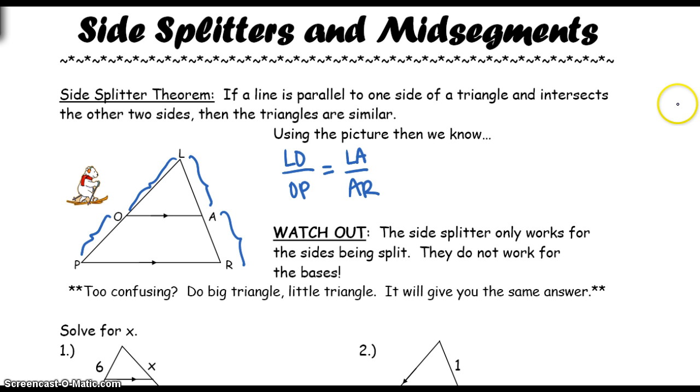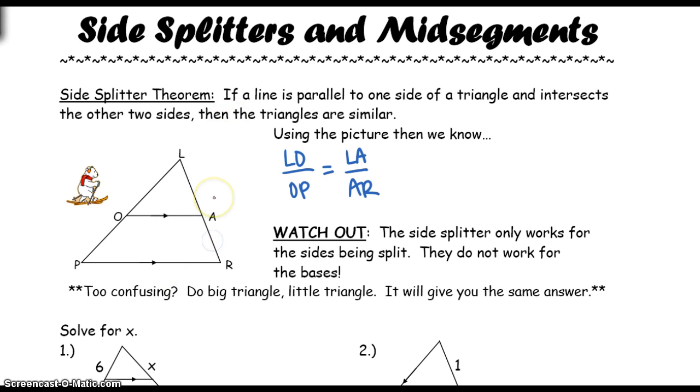But watch out. This only works if the sides are being split. I'm going to write something in red here, and you don't need to write it down. If I say this is 4, and this is 8, and this is x, and this is, I don't know, 7, right there, you absolutely cannot tell me that x over 7 equals 4 over 8. And the reason why is, look at 4 and 8. Are they a side? They're a base. Okay, this is a base, this is a base. You cannot use this theorem.